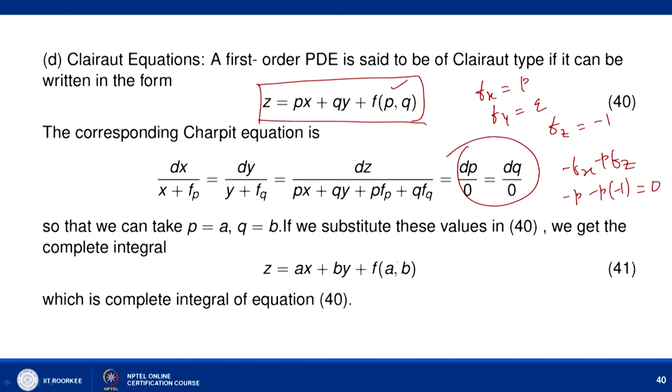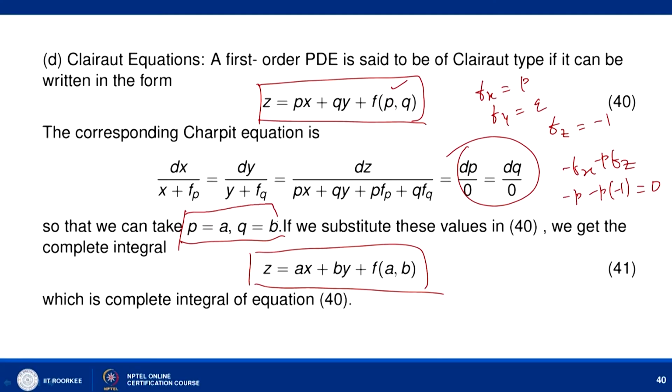So here you can say that p equal to a and q equal to b, but this a and b again will satisfy this equation. So we simply say that p, q satisfy this equation. It means that your equation will be z equal to ax plus by plus f of a, b, and this is a relation between x, y, z involving two parameters, and hence we can call this a complete integral.